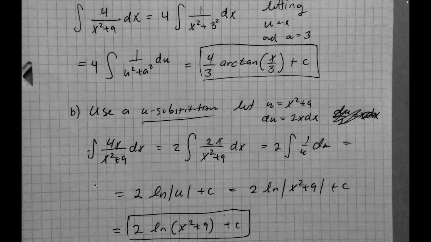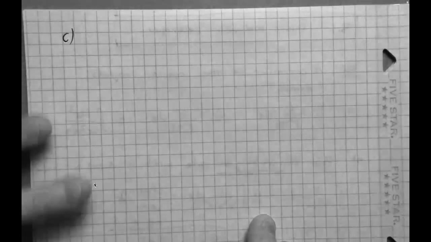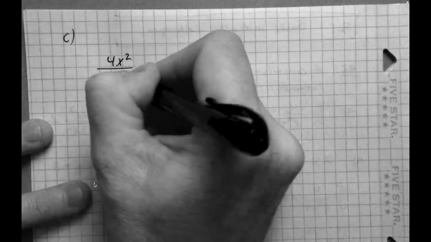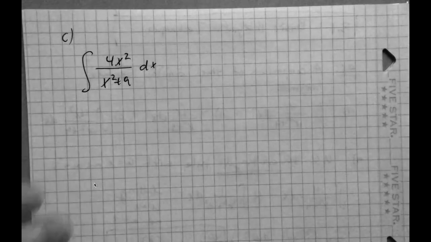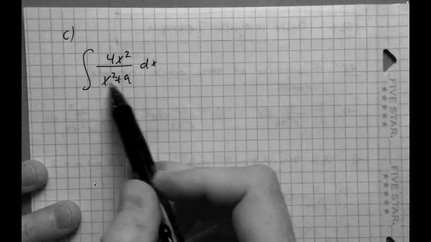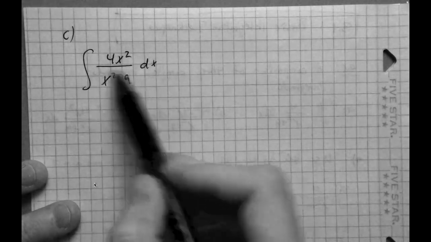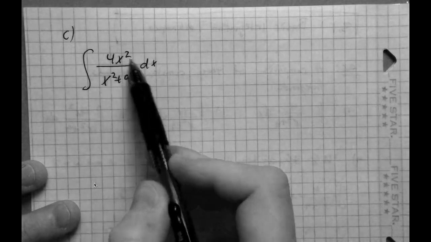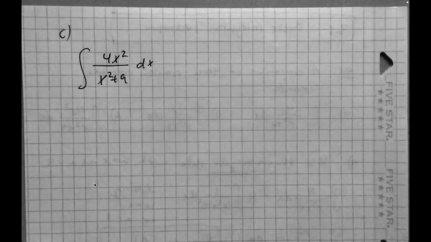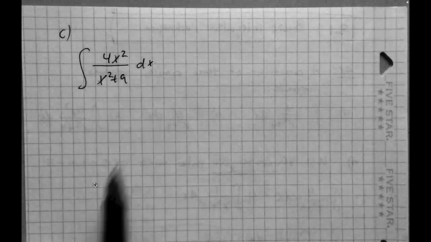And what about the third one? The third one is, so for part C, the integral is 4x squared over x squared plus 9. Okay, so it's that guy. Now, in this case, a u substitution will not work, right? So remember, if you let u equal the denominator, then du is 2x. So you'd be sitting with an extra x somehow up here. And so that's not helpful. And so we have to do something totally different.